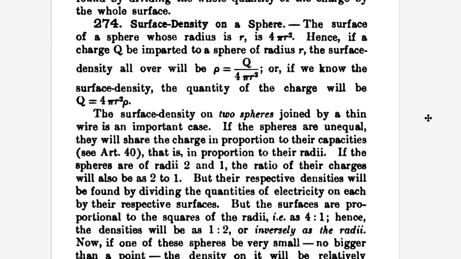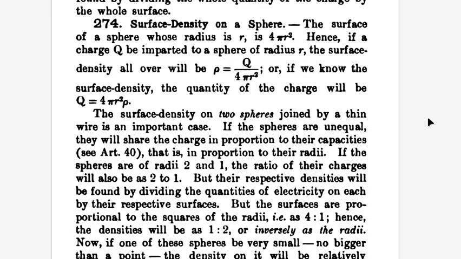274. Surface density on a sphere. The surface of a sphere whose radius is r is 4πr squared. Hence, if a charge q be imparted to a sphere of radius r, the surface density all over will be ρ equals q over 4πr squared, or, if we know the surface density, the quantity of the charge will be q equals 4πr squared times ρ.